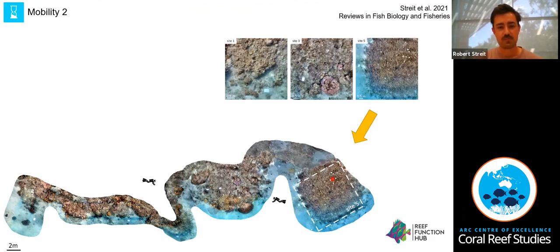Actually, that area they moved over is equivalent to parrotfish home ranges. And here's just the size comparison between parrotfish and chromis. So you can see those little fish really can go quite far.